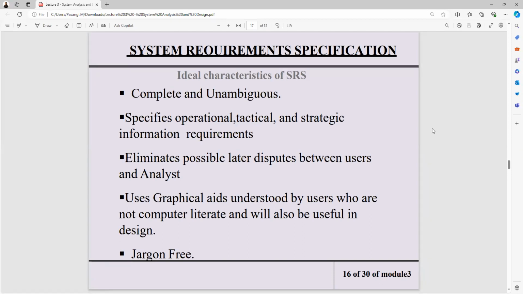So the first thing is that the SRS document should be complete and also unambiguous. As the second point, we need to specify all the operational, tactical, and strategic information requirements. As the third, we need to eliminate possible later disputes between the users and the analysts. And finally, we need to use graphical aids understood by users who are not computer literate, and which will also be useful in design as well. And also this SRS document should be jargon free.